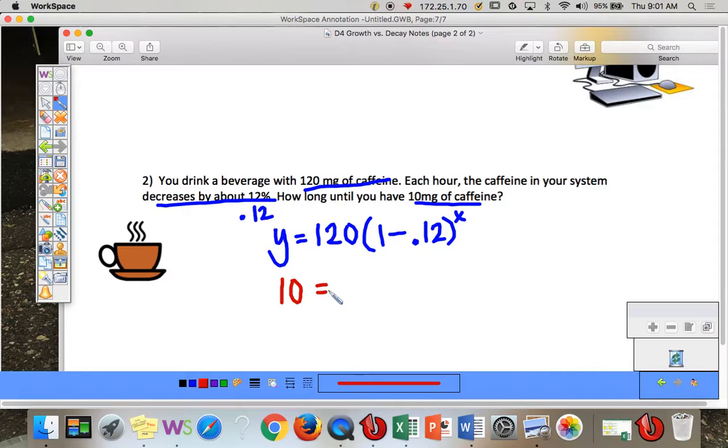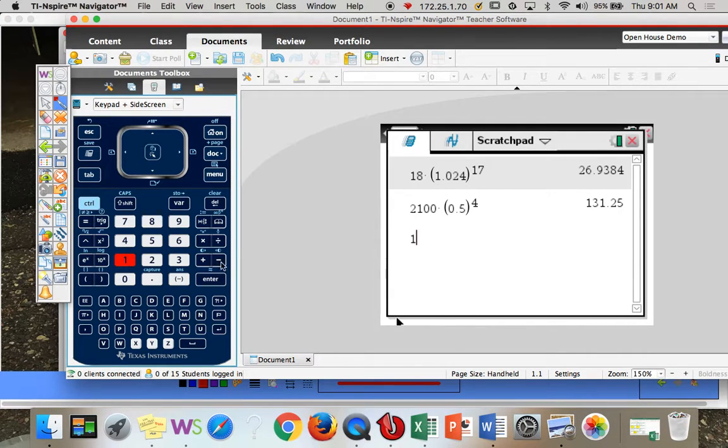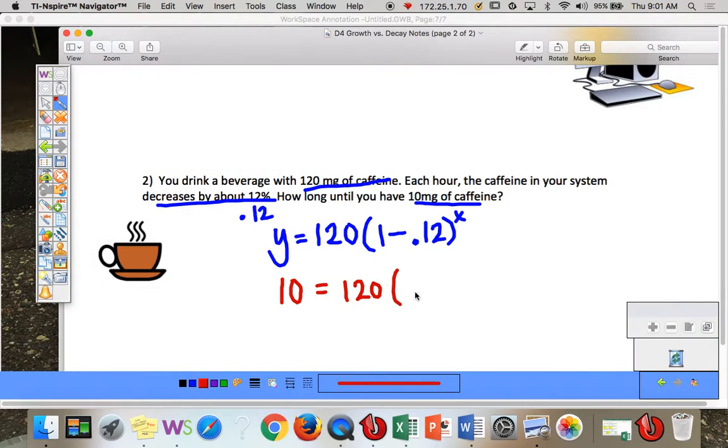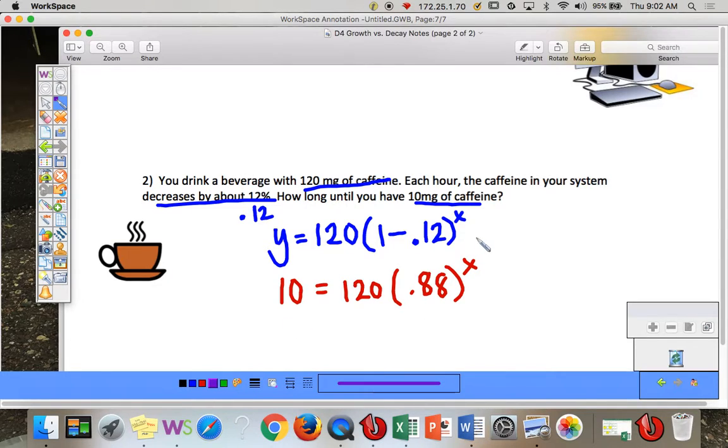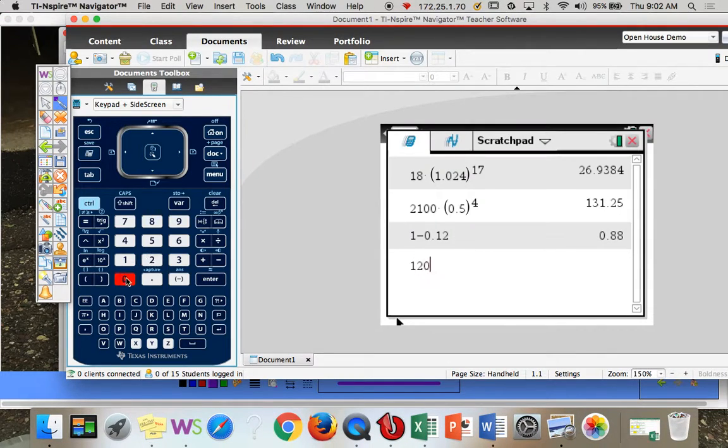So we have 10 equals 120 times 1 minus 0.12, which is 0.88, I believe, but let's double check. All right, so you have 88% of the caffeine from the hour before in your system. And now this is guess and check. What we're looking for here is about how many hours will give us an answer close to 10. So let's type this in, 120 parentheses 0.88, and we're going to guess.